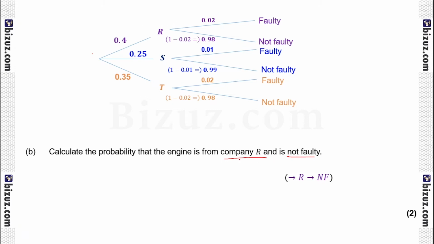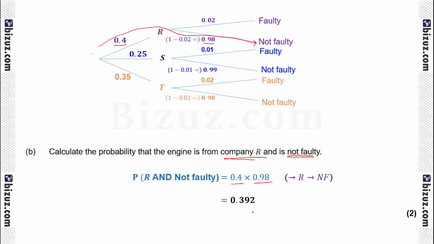Okay, so where are we going? It's company R, so the engine from company R and not faulty. So we are going to go here, company R, and then not faulty, right? So the numbers along the way are 0.4 and 0.98. That's all that we need to do. We need to multiply 0.4 and 0.98, and we'll get our probability 0.392.